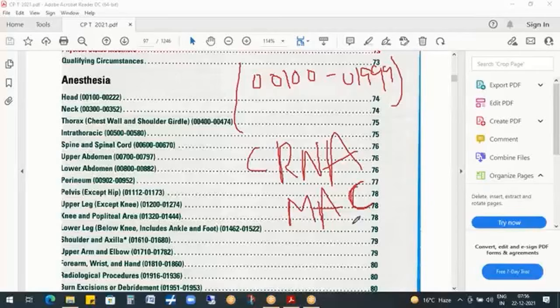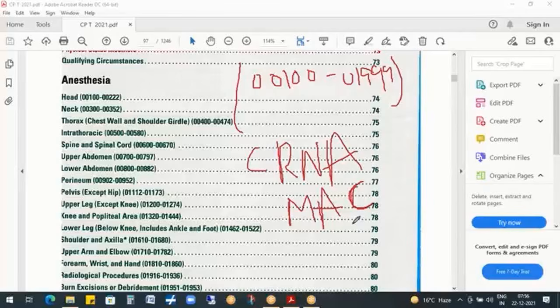These are a part of the surgical procedure. No need to code them separately. That means we don't get any anesthesia code. For what types of anesthesia do we need to code? General anesthesia, regional anesthesia, monitored anesthesia. Understood everyone?